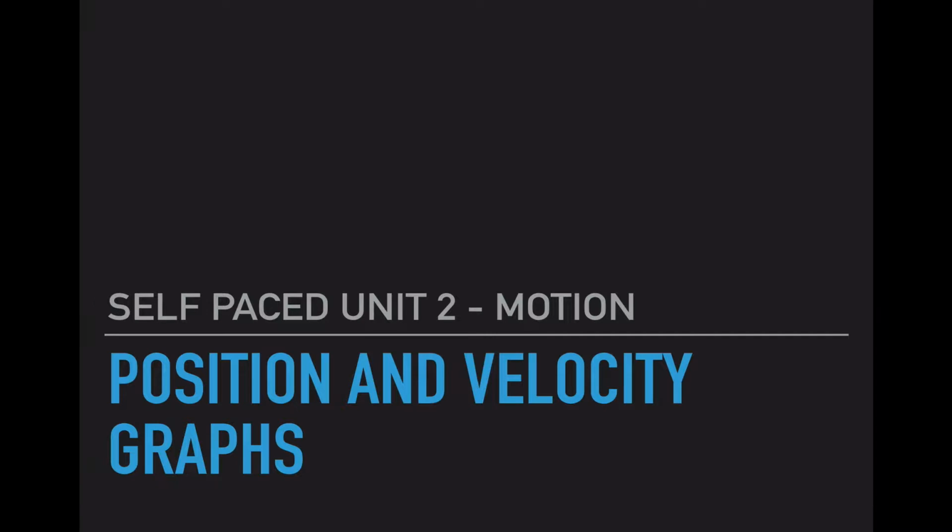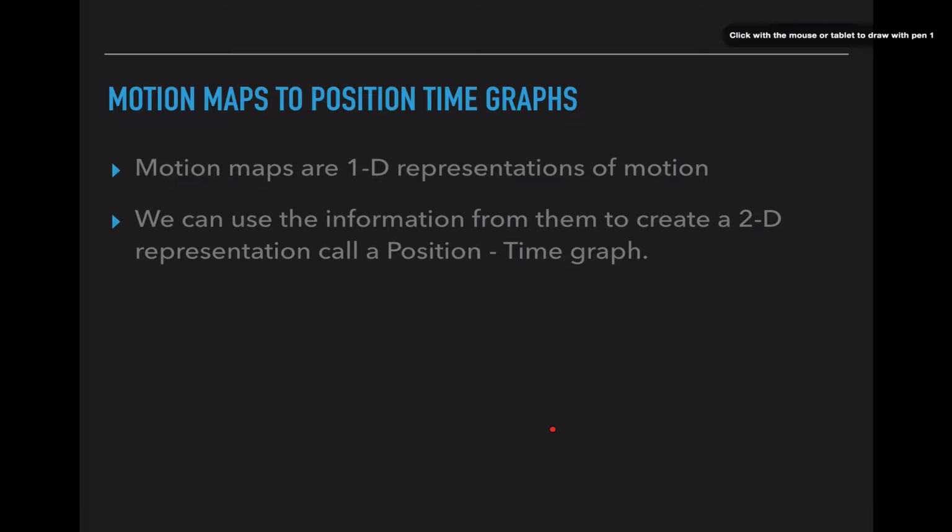Alright guys, now we're going to look at how to take these motion maps and get more information from them by making them into position-time and velocity-time graphs. Now, motion maps are 1D representations of motion, meaning that they are all left or right. You can go up and down if it's stationary, but it really isn't two-dimensional. But we can create 2D position-time graphs from a motion map.